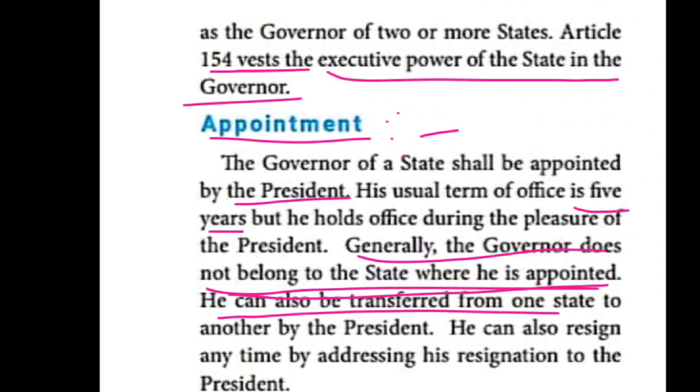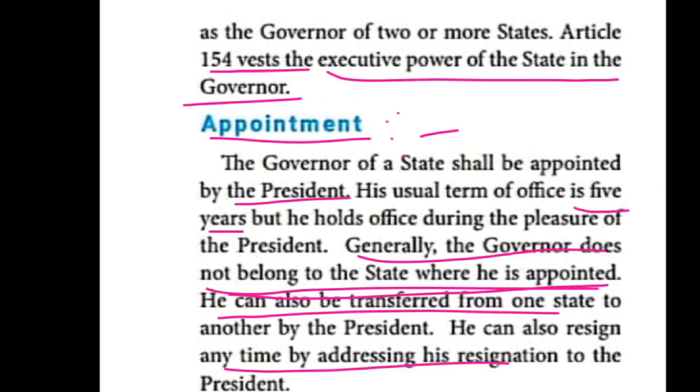Moreover, he can resign his post. Who can resign his post? The governor can resign his post. If he is not willing to continue as a governor, he can resign, but he has to inform the president. Yes, he has to inform the president. So that's a thing, children.